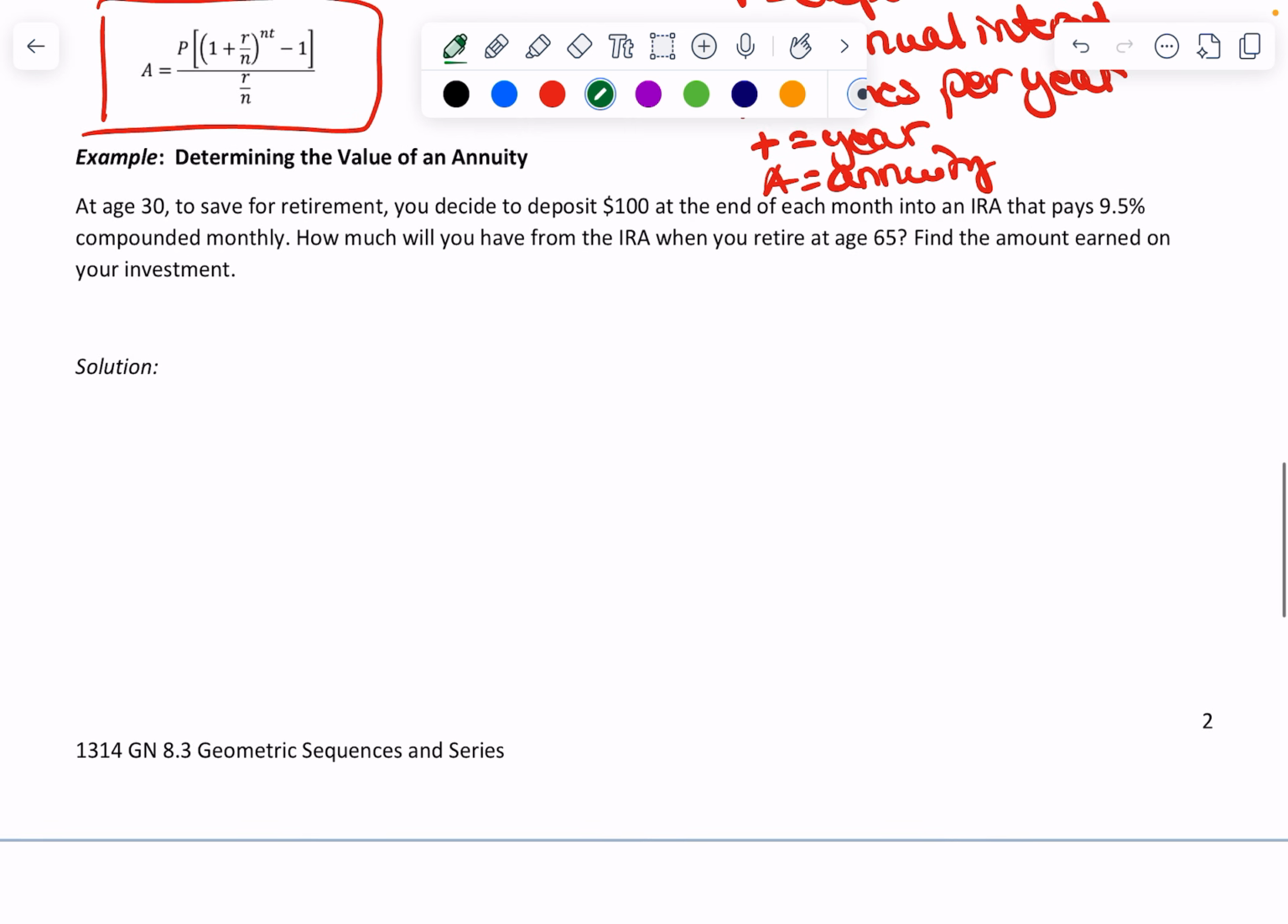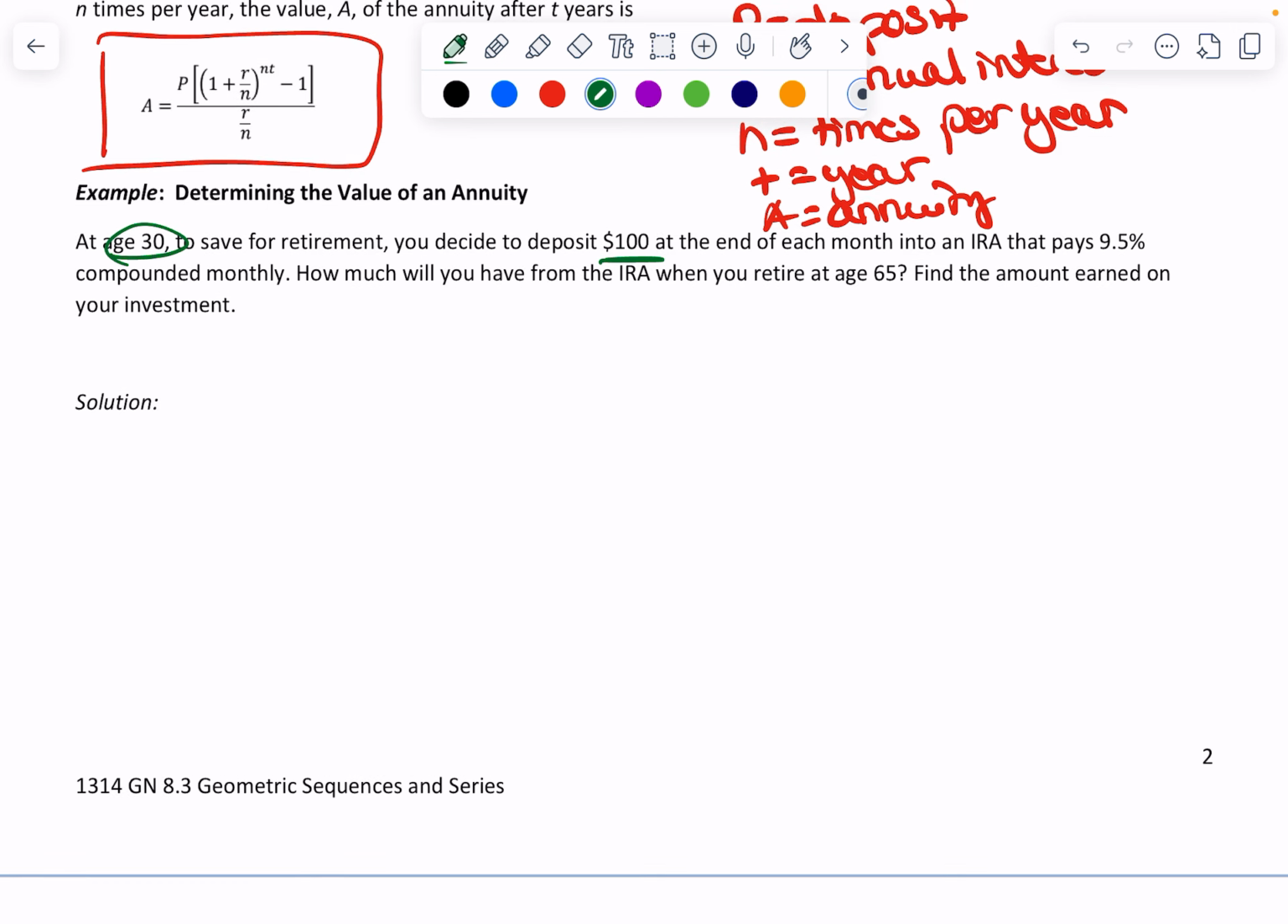At age 30, to save for retirement, you decide to deposit $100 at the end of each month into an IRA that pays 9.5% compounded monthly. How much will you have from the IRA when you retire at age 65? Find the amount earned on your investment.